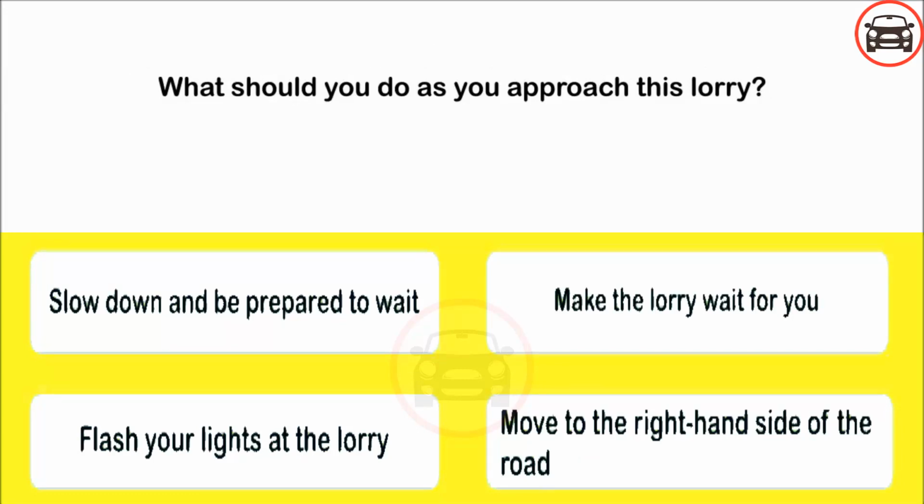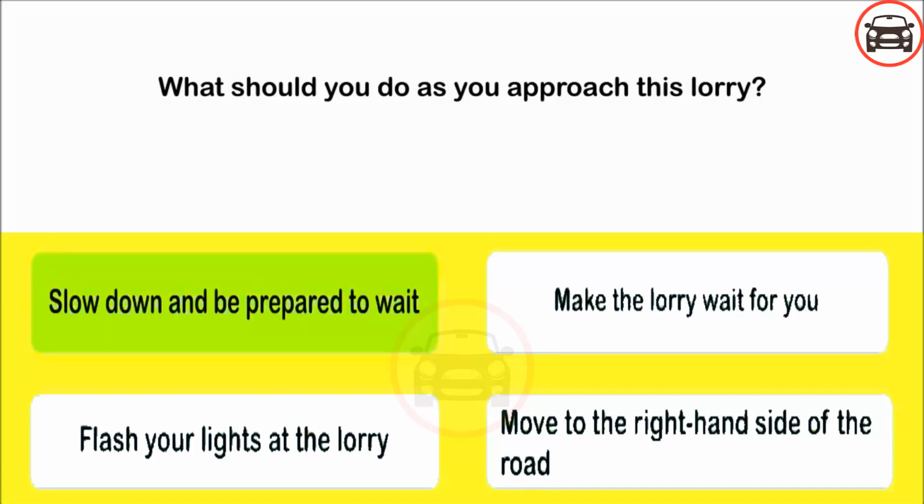What should you do as you approach this lorry? Slow down and be prepared to wait. Make the lorry wait for you. Flash your lights at the lorry. Move to the right-hand side of the road. Slow down and be prepared to wait.